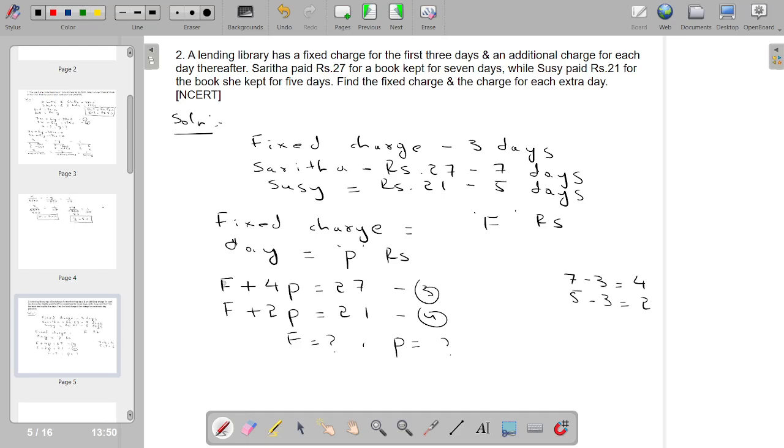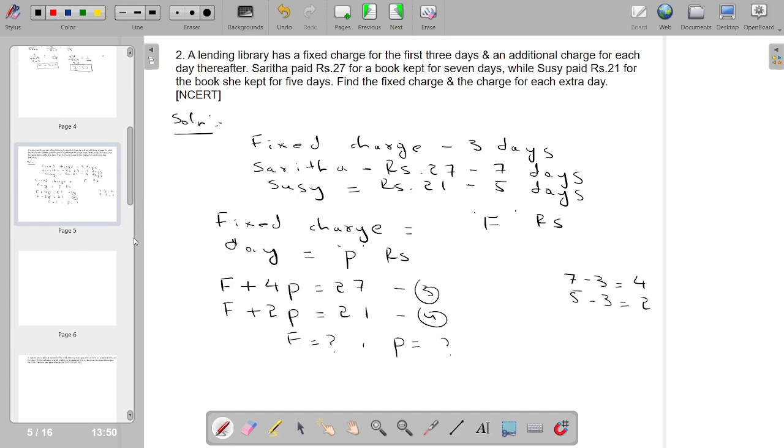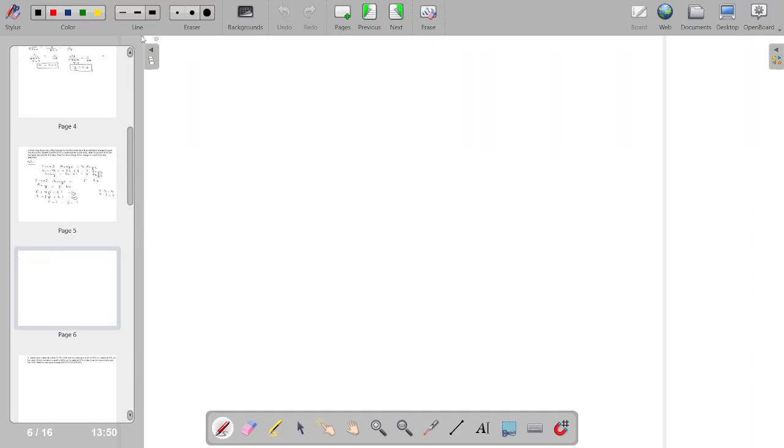So now observe equations 3 and 4. Here the elimination method will go well, because we can easily eliminate the variable F. I will write the equations on the next page and solve it. F plus 4p is equal to 27. F plus 2p is equal to 21. Equations 1 and 2, so do 1 minus 2.